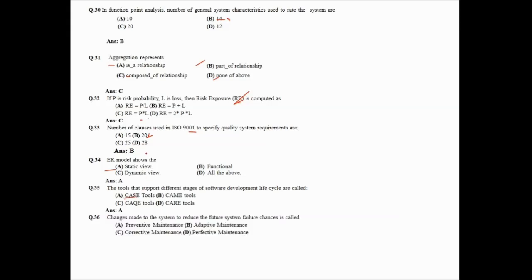Now, changes made to the system to reduce the future system failure chances is called what? As I earlier suggested, it will be preventive maintenance, A. Now requirements can be refined where you have different models: waterfall model, prototyping, evolutionary and the spiral. The answer is B, because once you give the prototype, the user may come up with some change in the requirement, then you can refine it.